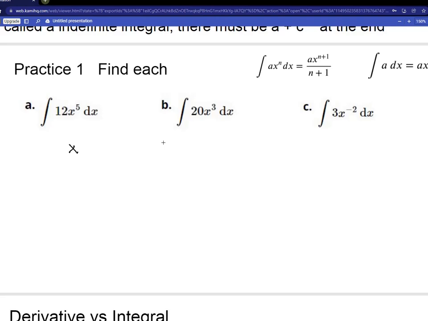You're going to add 1 to the power. So now it's a 6. And now I'm either going to divide by 6 or multiply by 1/6. In this case, I think it's easier to just divide by 6. So what do I get? You get 2. All right. Now, that's all there is to it. And then I've got to put a plus c. Do the other two for me.